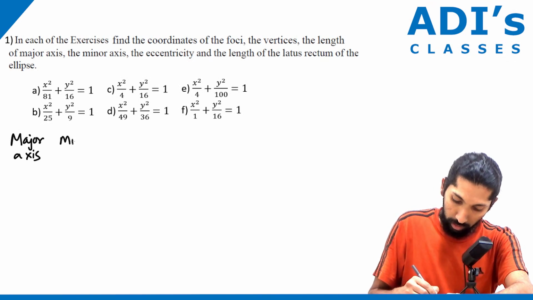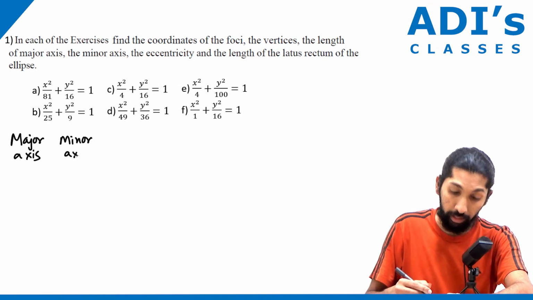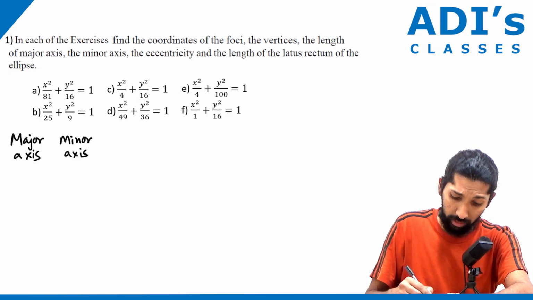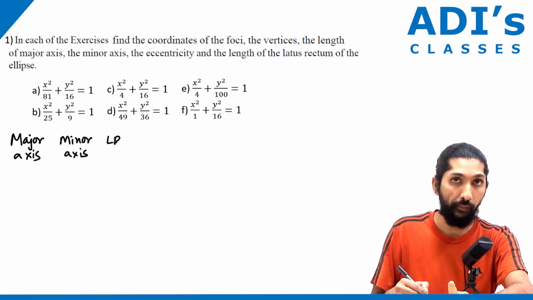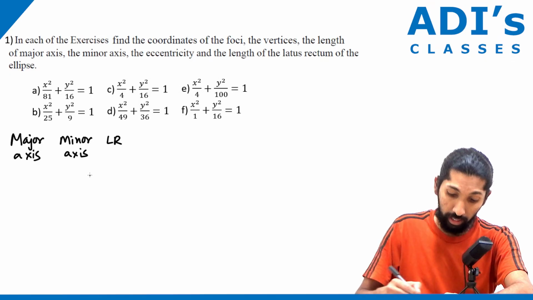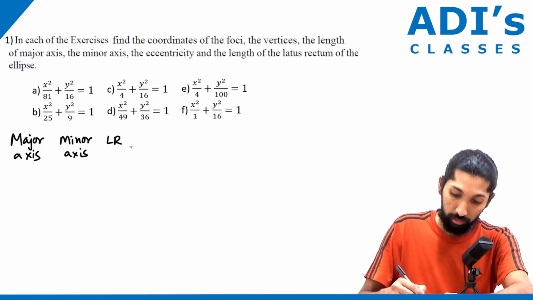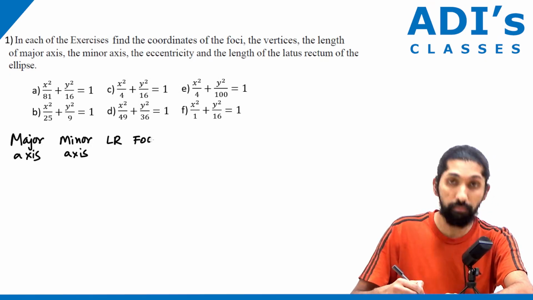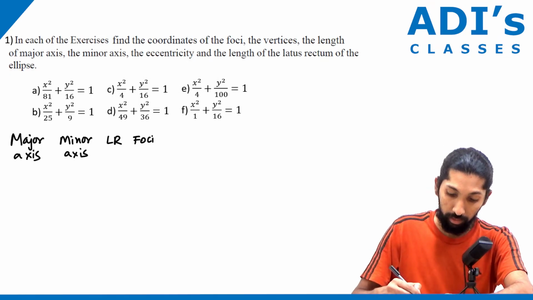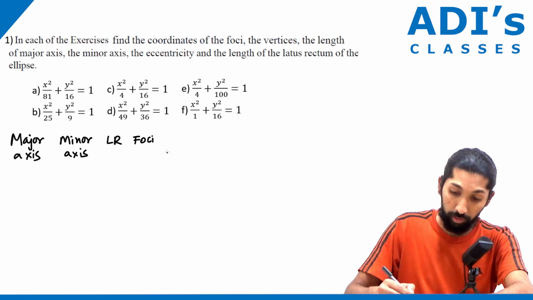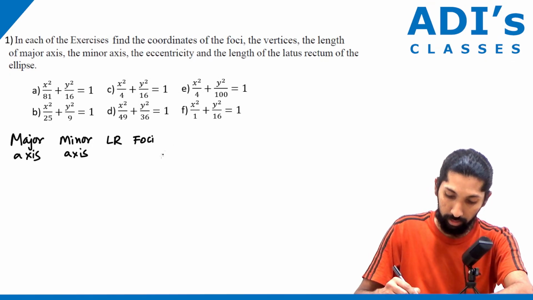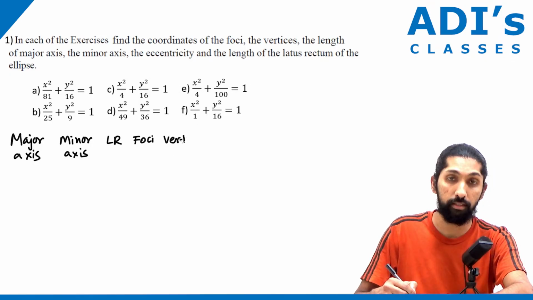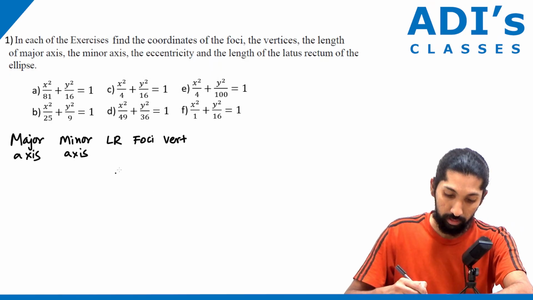minor axis. Once we have A and B, then we can calculate the latus rectum, correct? And once we have the latus rectum, then we can start with the value of C, or you can say the foci. All right, foci. Then we are going to have the vertices. We forgot the vertices, so vertices, we can call it here. Vertices, foci, then finally we have the eccentricity E.